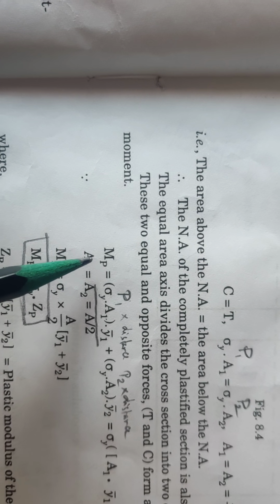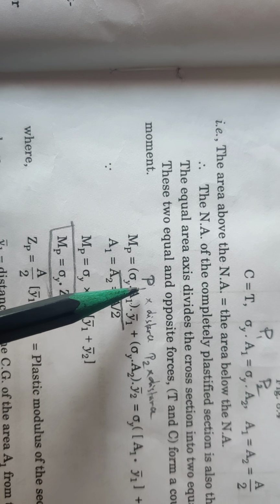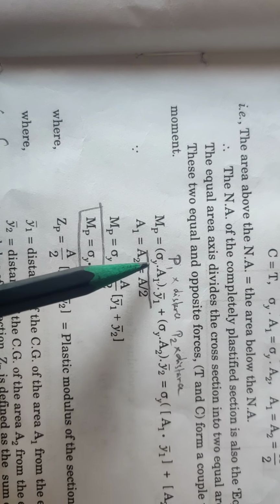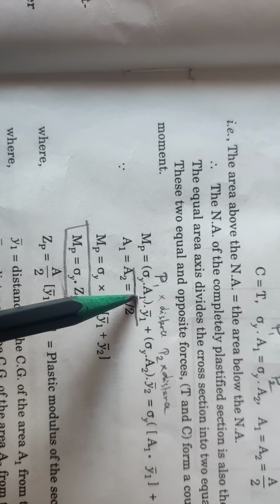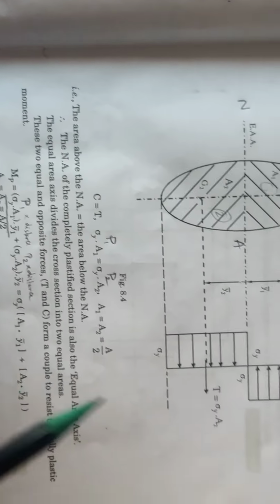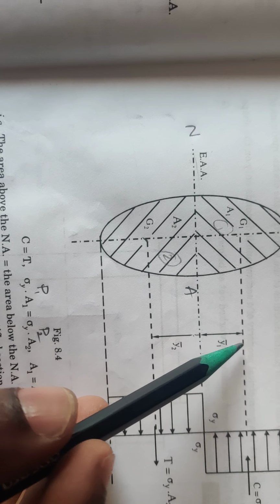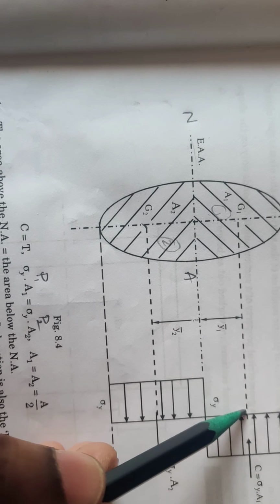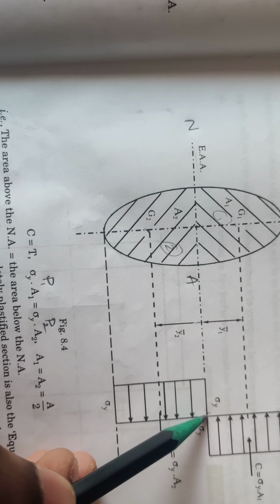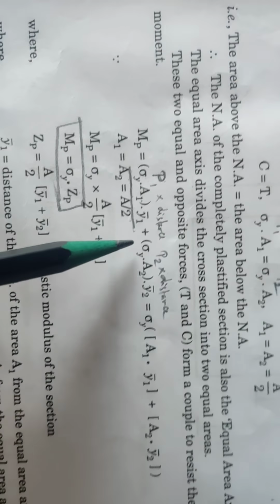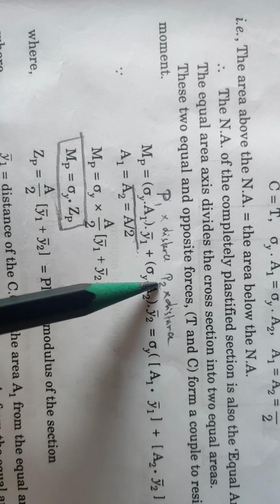So Mp is equal to, moment is nothing but load into distance. Load is equal to stress into area, since stress is load by area. So sigma y into A1 for portion 1, into the distance y1. Y1 is the distance of the center of gravity from the neutral axis. So force into this distance; we are taking moment up to this point. This is for portion 1, plus, similarly, load into distance.